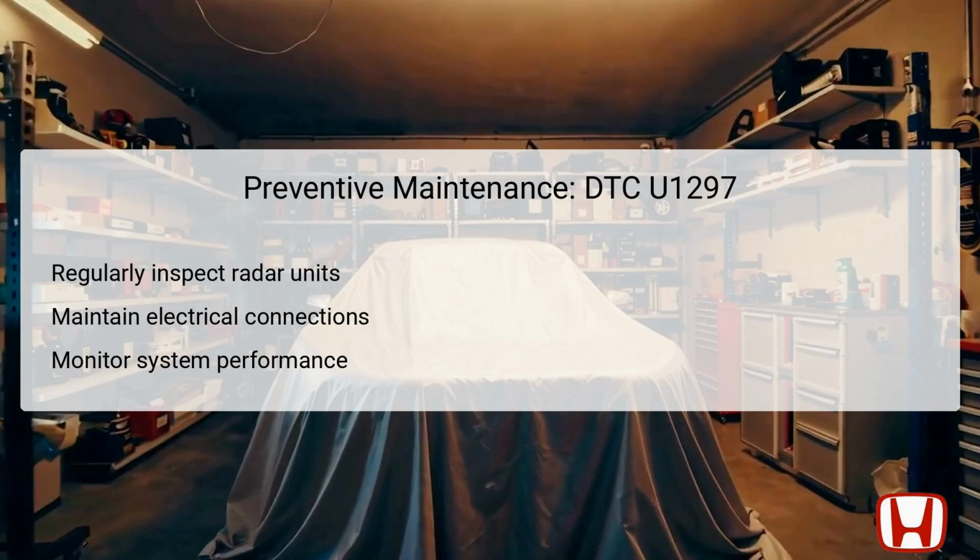It's advisable to routinely monitor the overall system performance, including checking for warning lights or alerts from the dashboard. By adopting these preventive measures, the risk of communication failures can be mitigated, thereby enhancing driving safety and reliability of the Honda Accord's blind spot system.